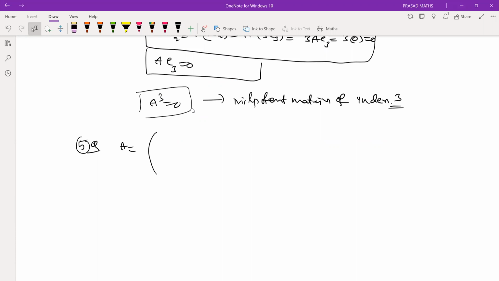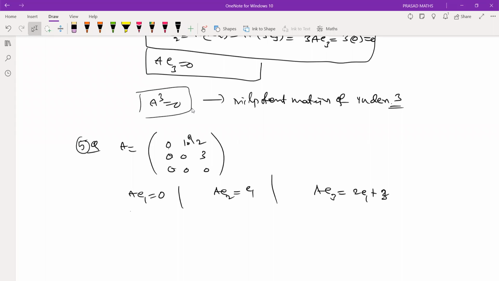A is equal to, same technique, 0 1 2, 0 0 3, 0 0 0. That means, what is A e1? Anybody, what is A e1? 0. 0 into e1, 0 into e2, 0 into e3. That means 0. What is A e2? A e2 is nothing but 1 into e1. What is A e3? 2e1 plus 3e2. So, A e1 is 0. So, there is no problem with A e1.